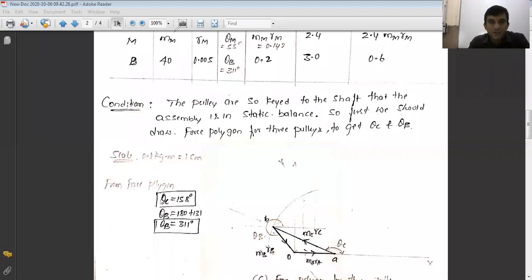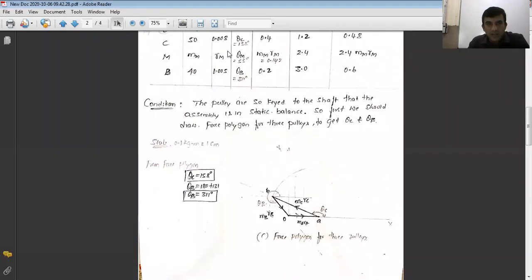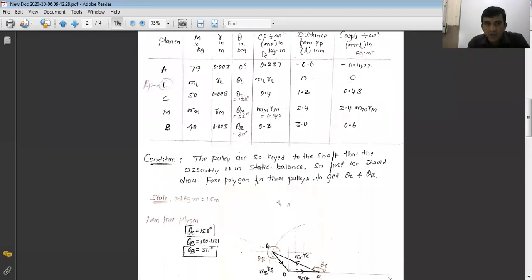Now we'll draw the force polygon. See how to draw it. First draw an x-axis and y-axis; the intersection of the x and y axis lines is O. From the point O, what is the first mass here? It is 0.237. Orientation is 0 degrees, a plus value. Now we'll draw. From the intersection of the x and y axes, draw a 0 degree line. Along the 0 degree line, how much are you going to measure here? 0.237 kg meter.